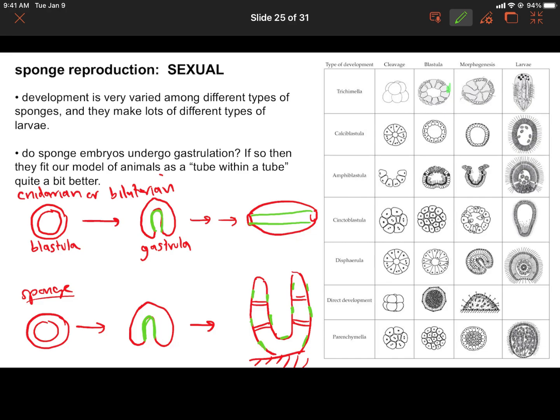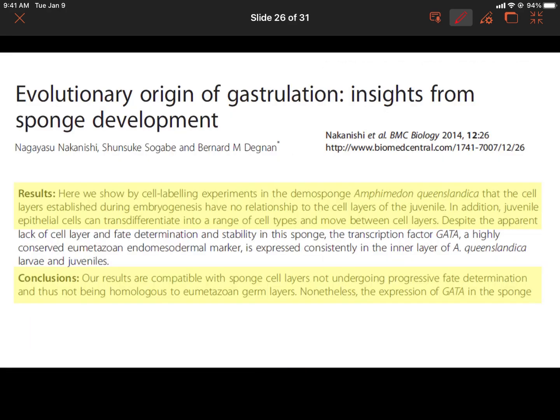So sponges are strange animals. I should have just started with that. That's really the point of this lecture. They're quite strange. Okay. Couple more things. So here's a paper that described that. They labeled cells of the endoderm, and those cell layers established during embryogenesis had no relationship to the cell layers of the juvenile sponge.